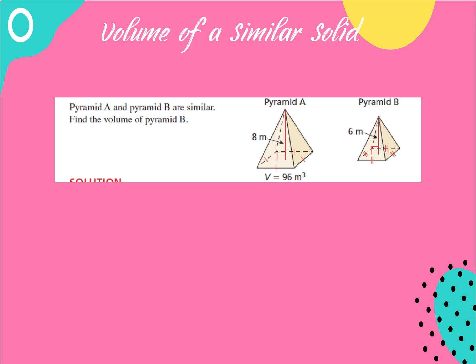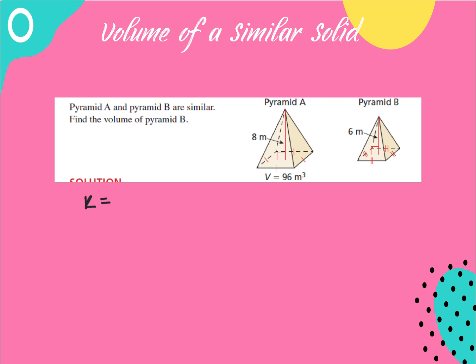All right, looking at this question, similar solids. It says pyramid A and pyramid B are similar. Find the volume of pyramid B. I'm solving for pyramid B. Same thing we did last class. I have to find my scale factor. I have to cube my scale factor. And then the ratio of the volumes is equal to my scale factor cubed. So let's go ahead and try to solve for the scale factor. My scale factor was represented as K.